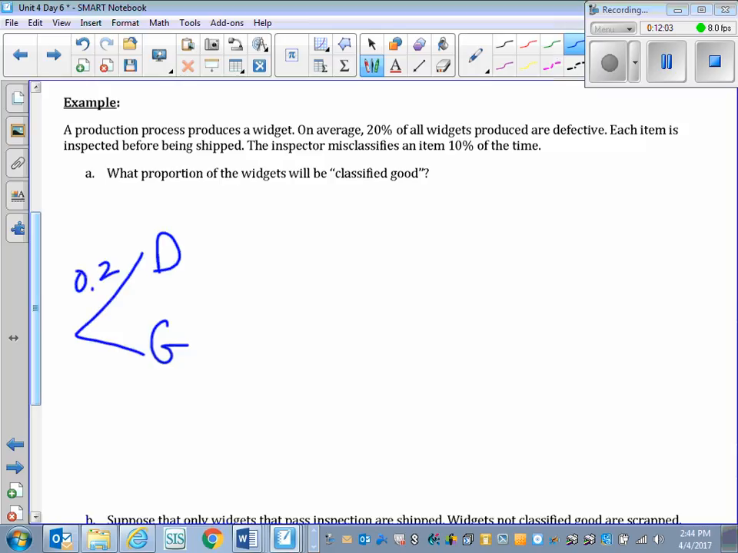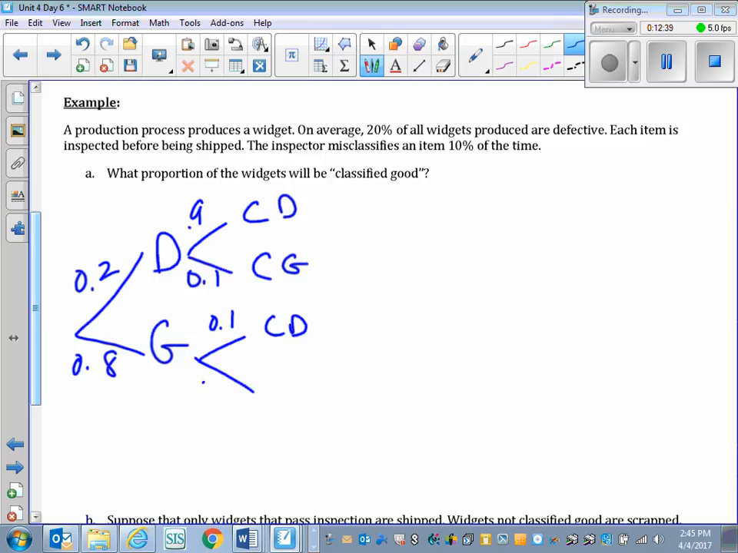So 20% are defective, which means 80% or 0.8 are good. So out of those that are defective, 90% or 0.9 is classified as defective, and 0.1 is classified as good. Of those that are good, we have the 0.1 classified as defective, and the 0.9 is classified as good.